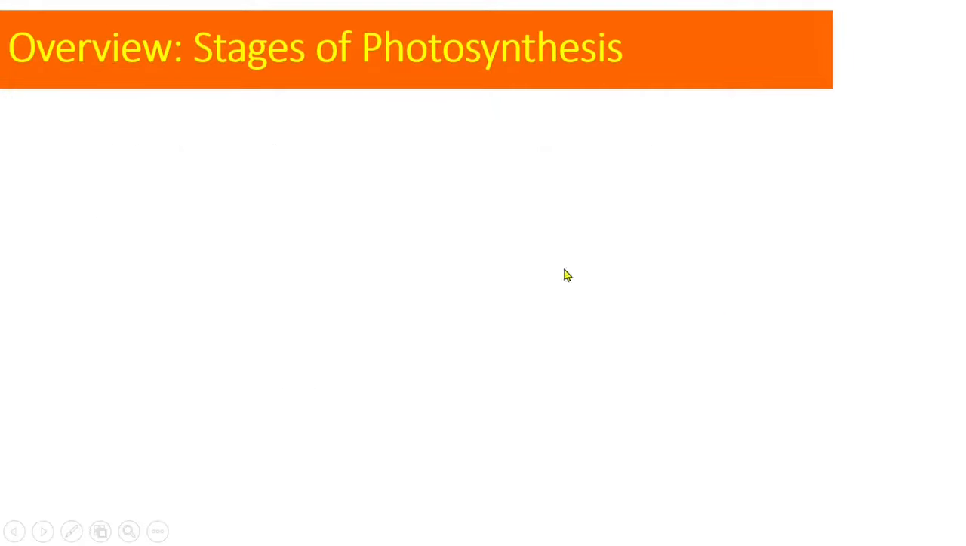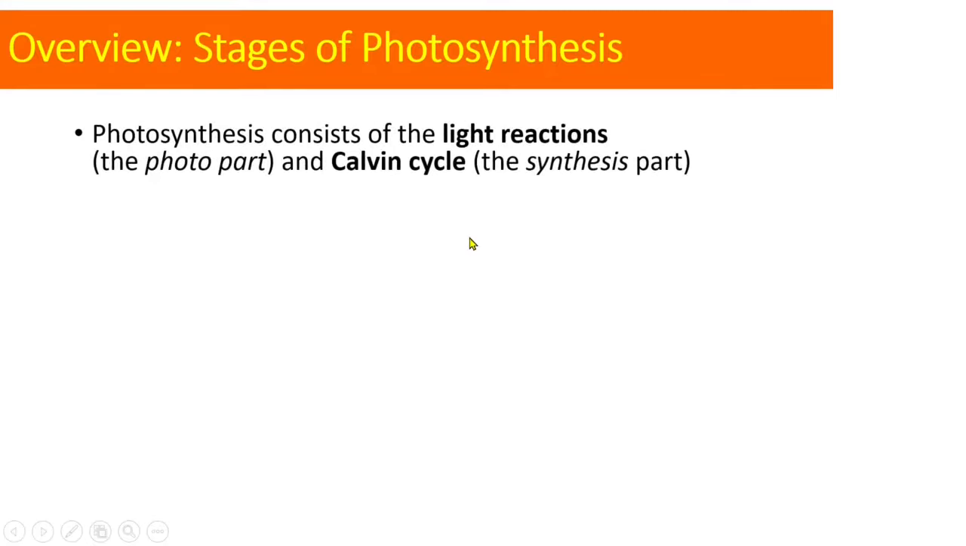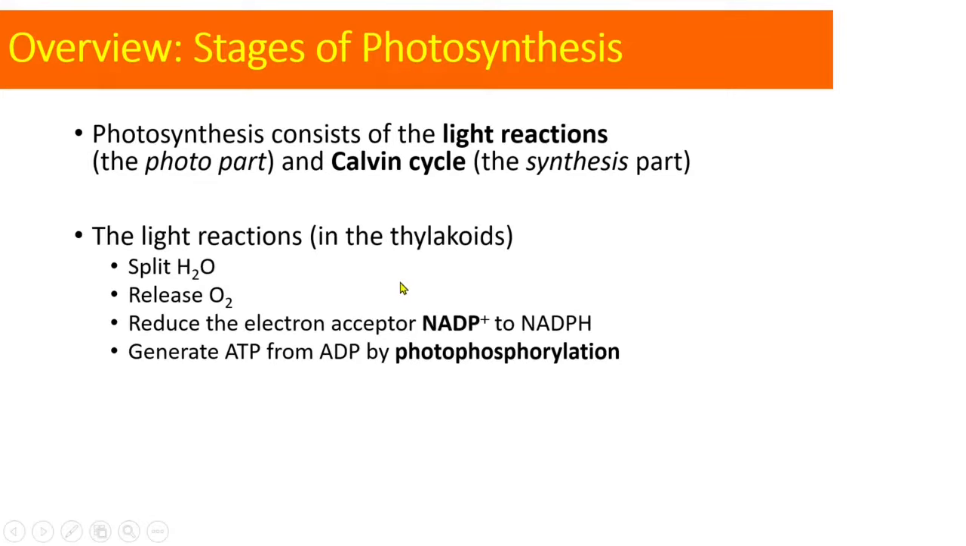Now, let's look at the stages of photosynthesis, and this is an overview. We have what we call the light reactions, and the other one would be the Calvin cycle. The light reaction is where the photo part goes on, the light-dependent reaction, while the Calvin cycle doesn't really need the light. Please take note, the light reaction happens in the thylakoids, and there are 4 important things that happen in it. Water is split, oxygen is released, NADPH is produced, and ATP is produced through photophosphorylation. We'll be looking at that a little bit later in module 2.2.